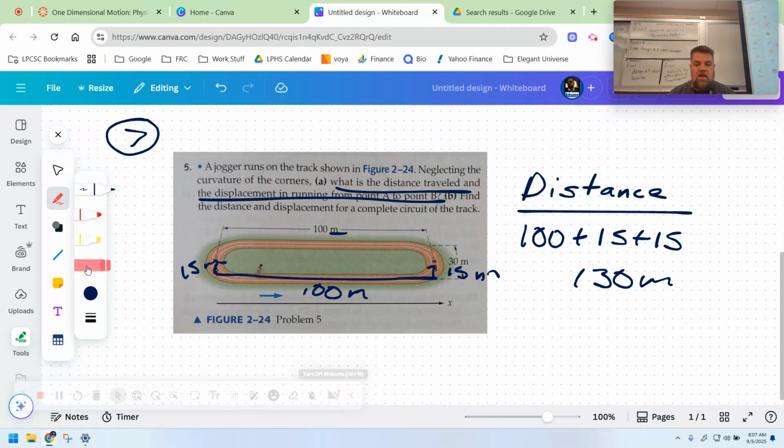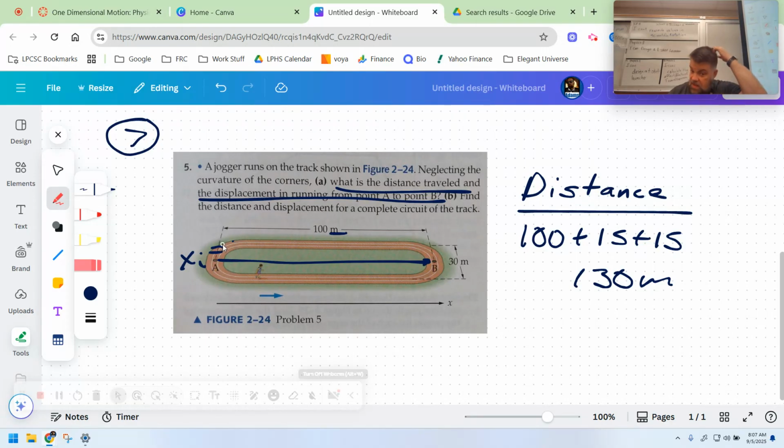All right, so now the displacement's a little different. The displacement doesn't care about the path, all right? So if I make A my starting point, my initial position, we could call that, it depends on how you want to do it. You could call it 0. And then my final position, X, would be B. And, well, how far is it from here to here if we ignore the path? It's just 100 meters.